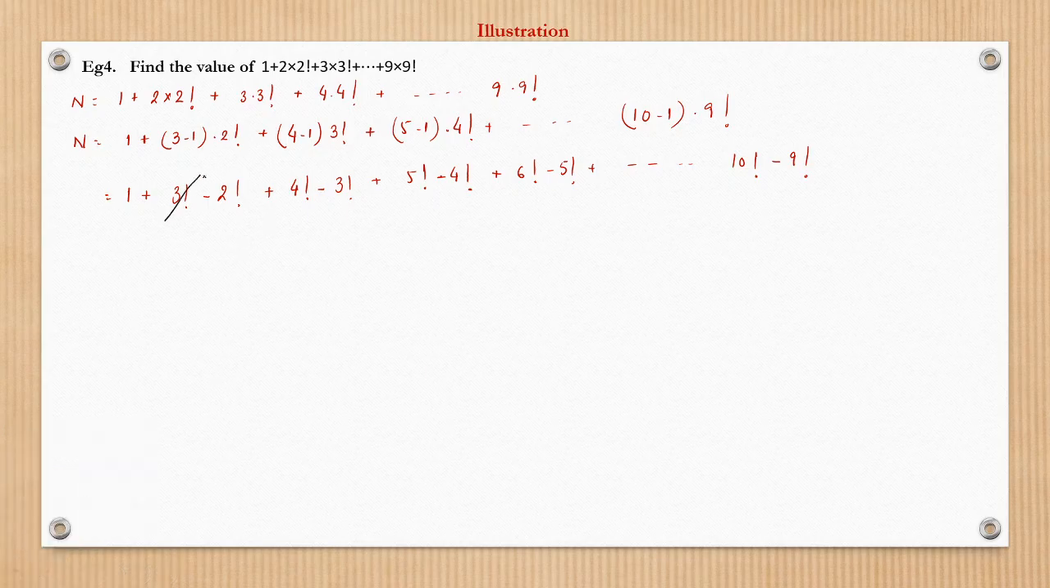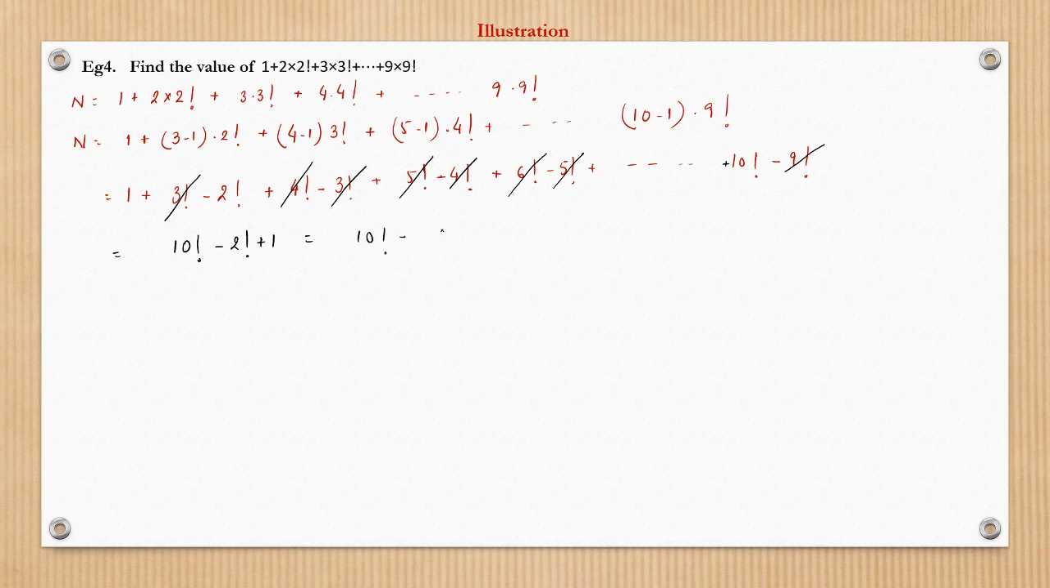Now see, this 3 factorial gets cancelled with this 3 factorial, right? Then this 4 factorial gets cancelled with 4 factorial. 5 factorial gets cancelled with 5 factorial. 6 factorial would get cancelled with here 6 factorial. So on. So every term gets cancelled out. Even this 9 factorial would get cancelled from this 9 factorial here. So what would remain here is nothing but 10 factorial minus 2 factorial plus 1, which is nothing but 10 factorial.